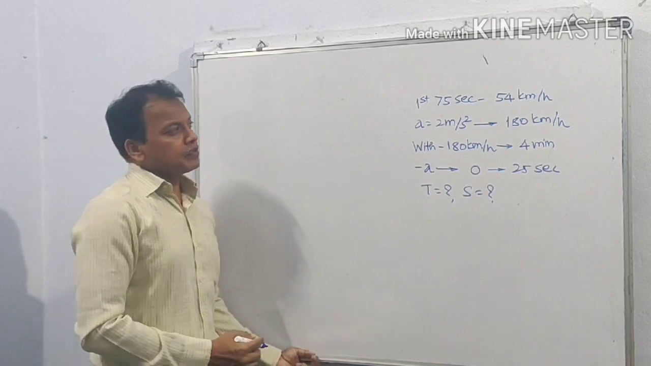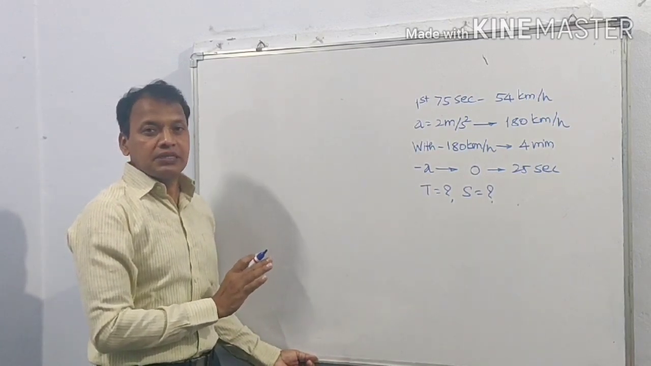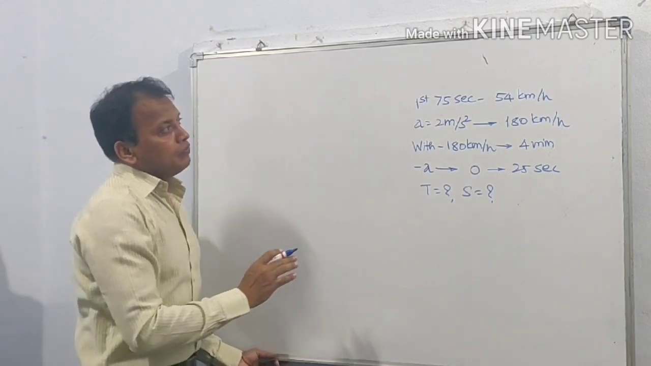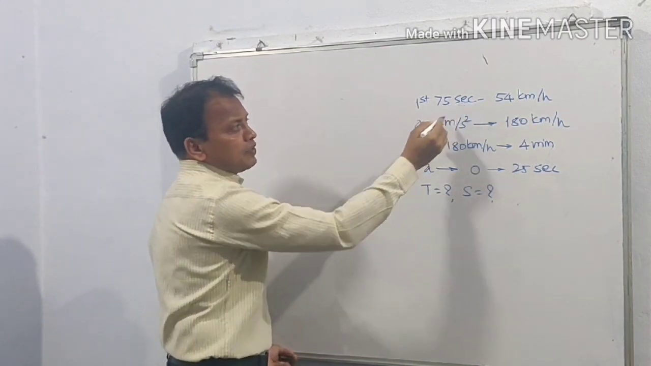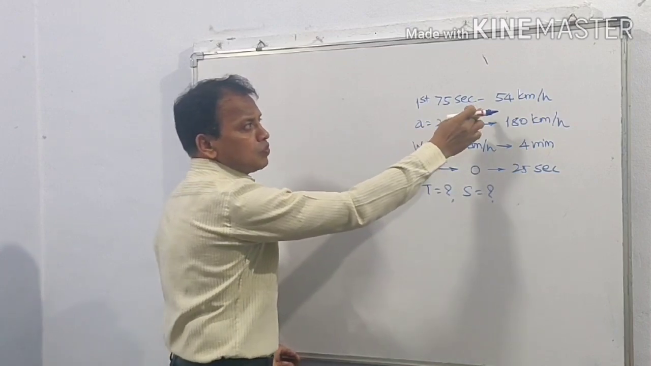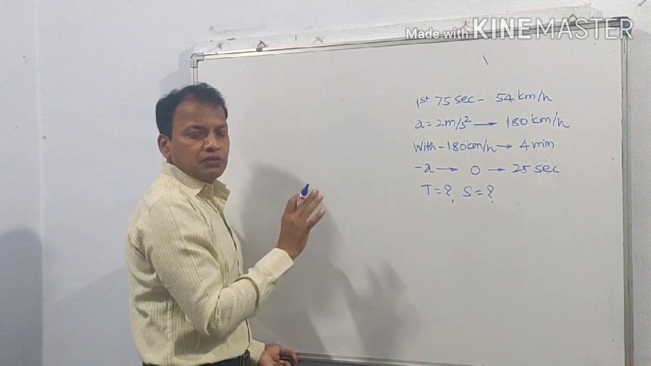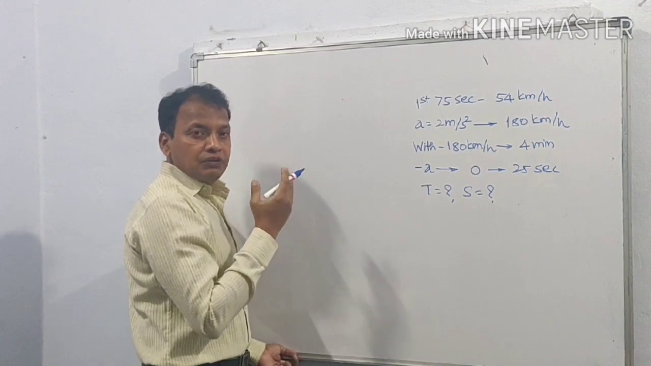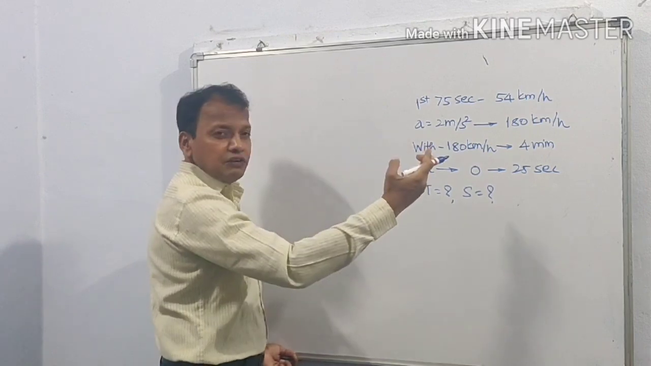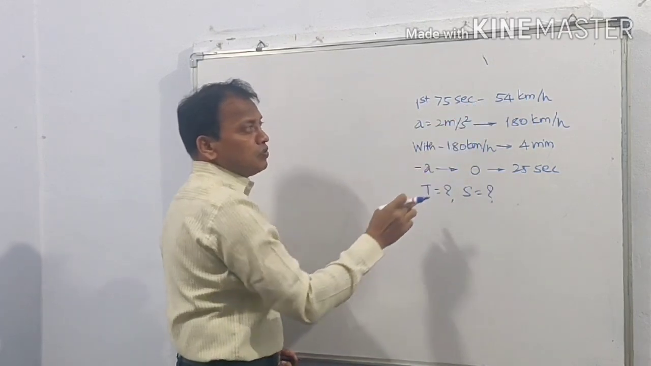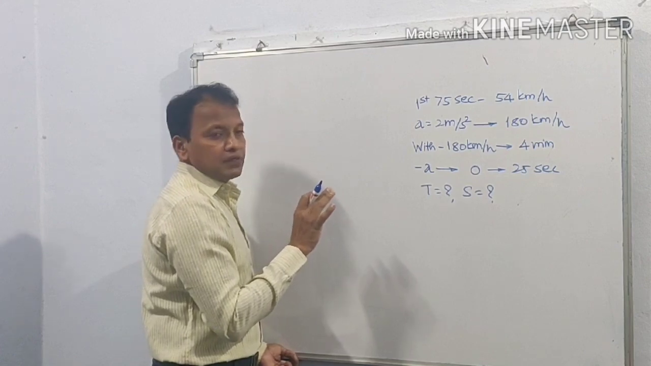Next example. The example is written here. Instead of giving entire write-up, please listen carefully. Example. A vehicle is in motion. For first 75 seconds, the vehicle is moving with constant velocity of 54 km per hour. Now, when we have started counting time, for first 75 seconds, the vehicle is moving with velocity 54 km per hour.